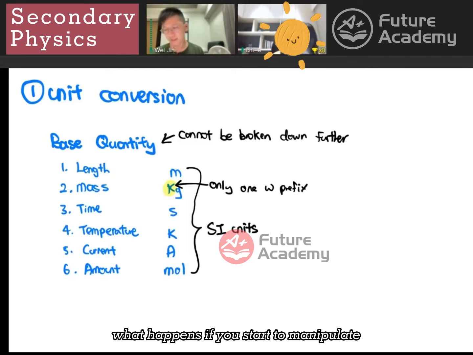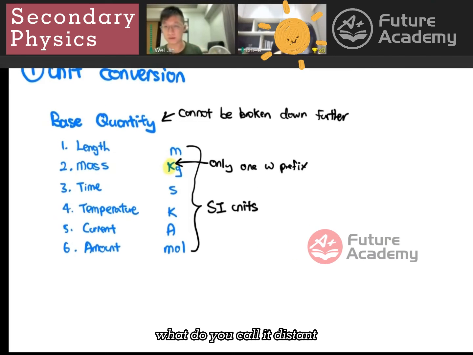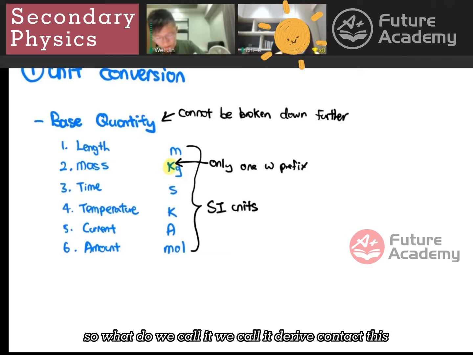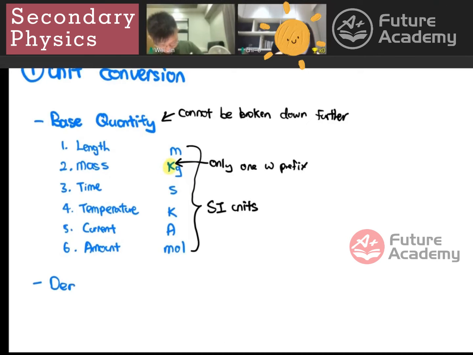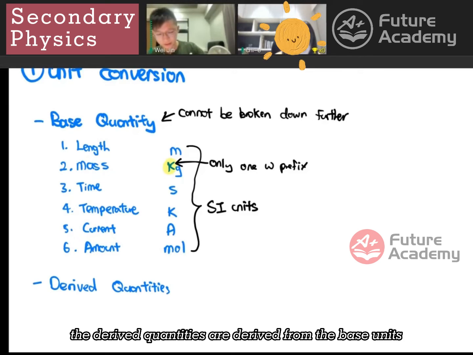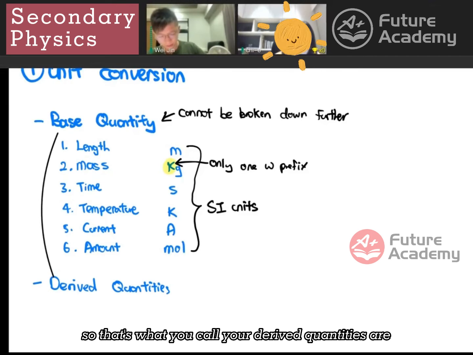Okay, so what happens if you start to manipulate the base quantities around? What do you call these then? Well, they're no longer called base quantities. So what do we call it? We call it derived quantities. Okay, English-wise, it's very simple. The derived quantities are derived from the base units. So that's why we call it derived quantities.